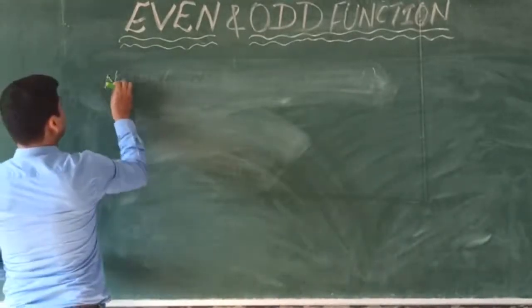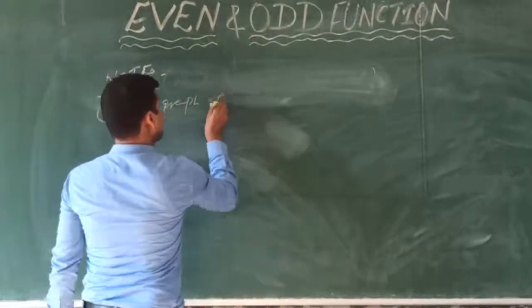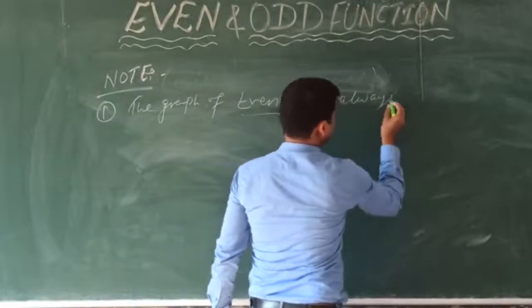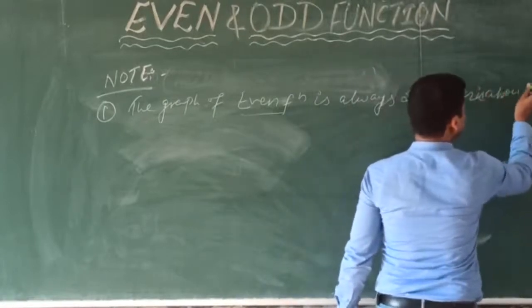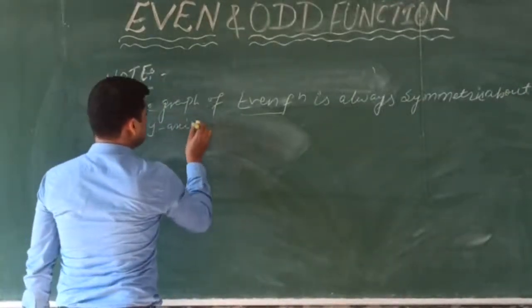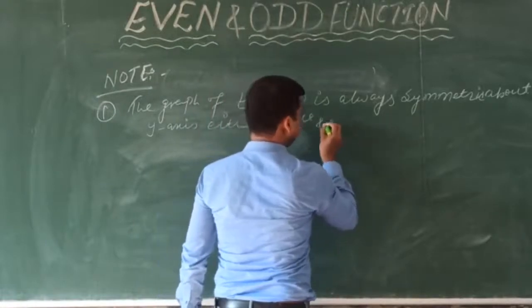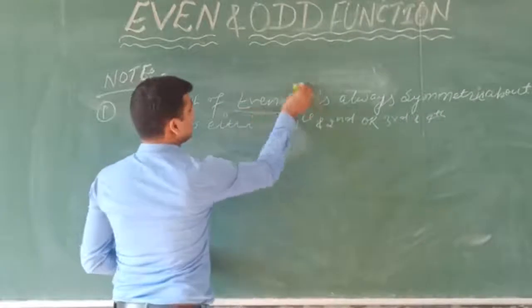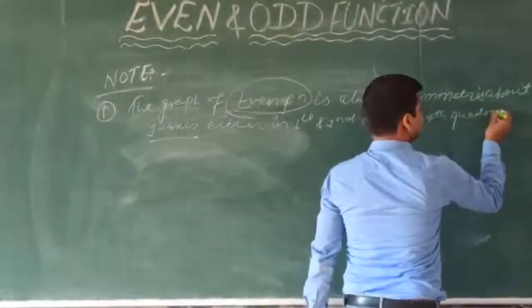Okay, now we are going to discuss some important notes here. First point. What is the first point? The graph of an even function is always symmetric about the y-axis, either in first and second or third and fourth quadrant. What is the meaning of this? Means the graph of an even function is always symmetric about the y-axis, either in first and second or third and fourth quadrant.